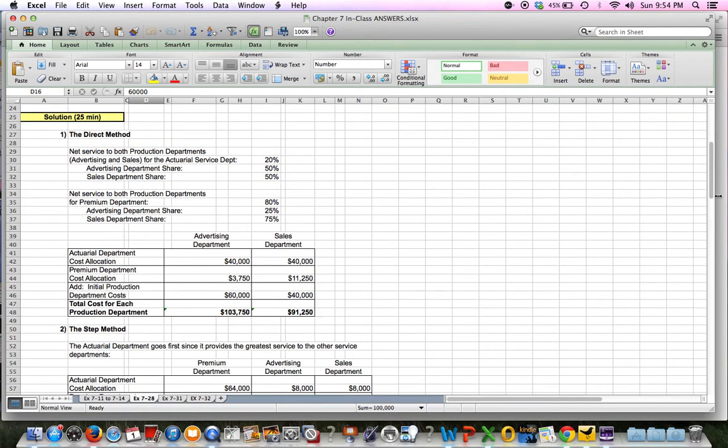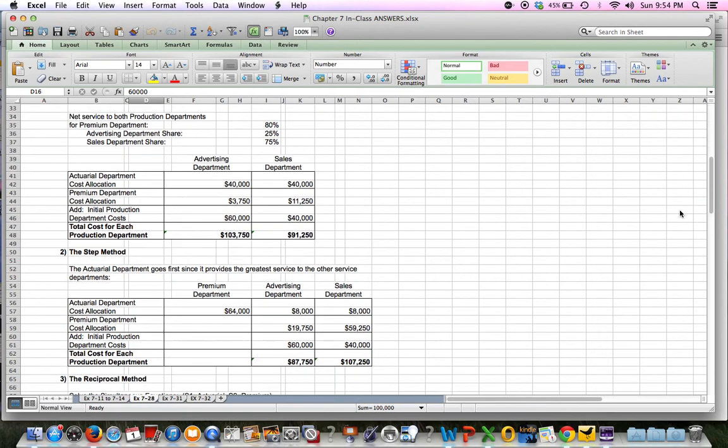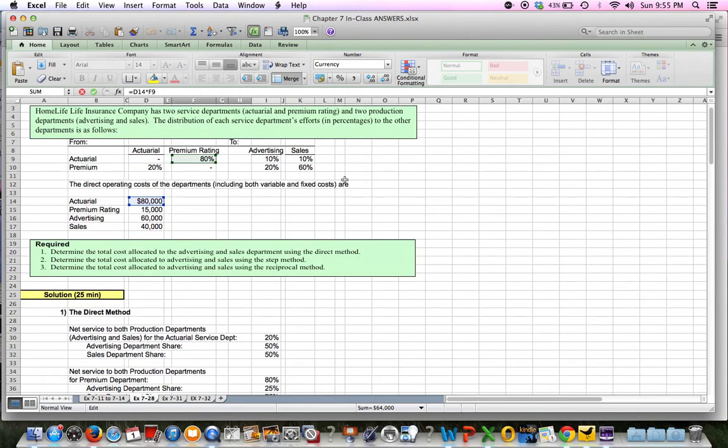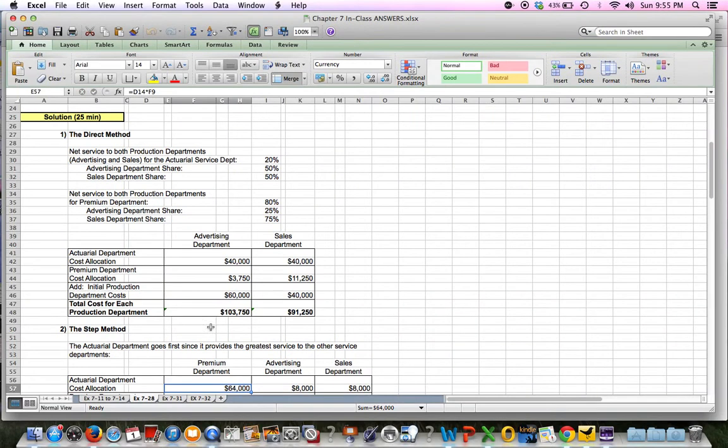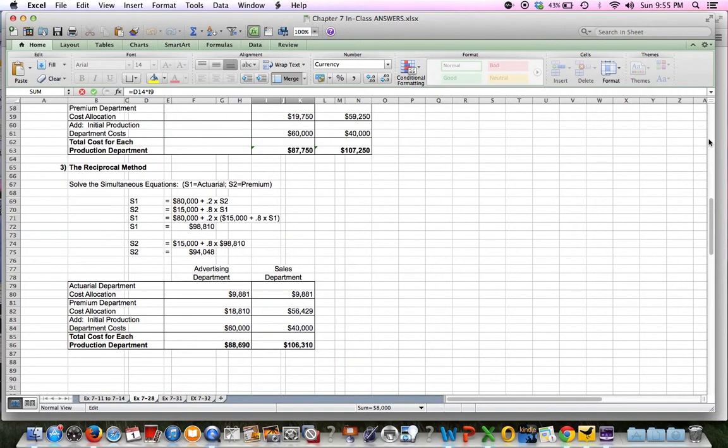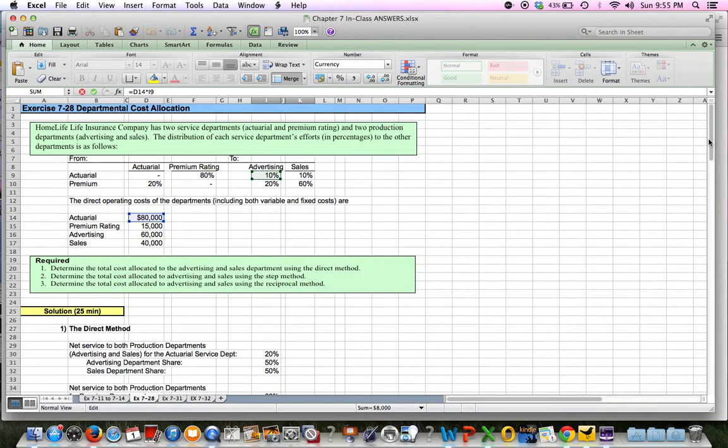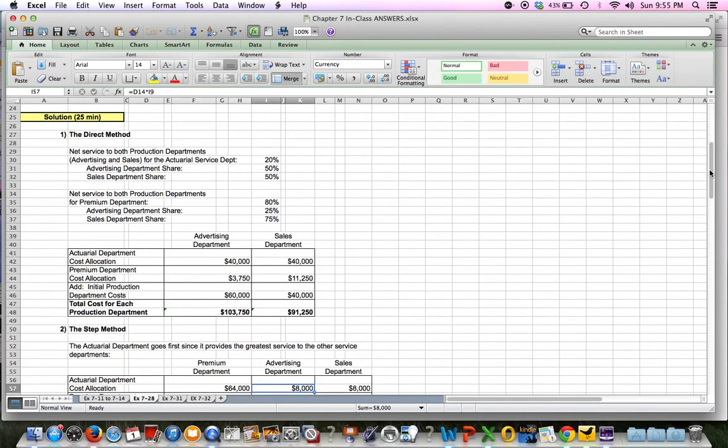The step method is a little bit different, of course. For the step method for actuarial, we get D14 times F9. Let me just look at those numbers here for you. You go back up to here and go the 80% times $80,000, this is 64,000. And then for advertising, we take that number, we do the same thing, D14 times I9, 80,000 times 10%, and of course we do the same thing for sales, 80,000 times 10%.